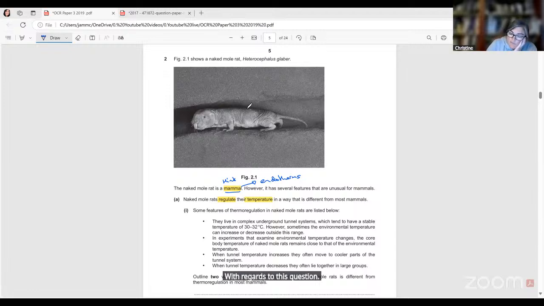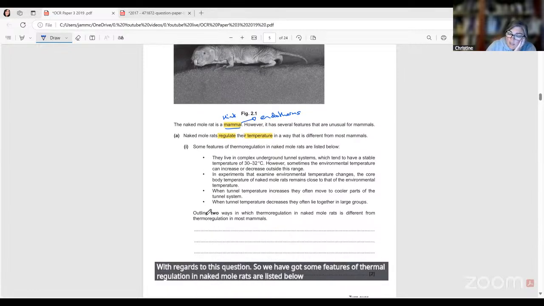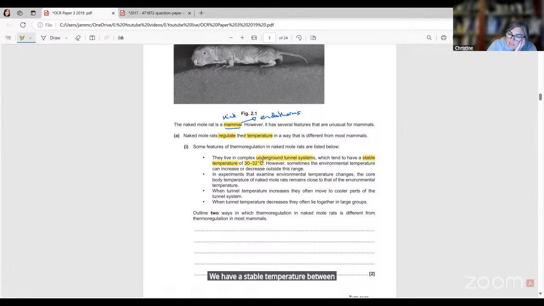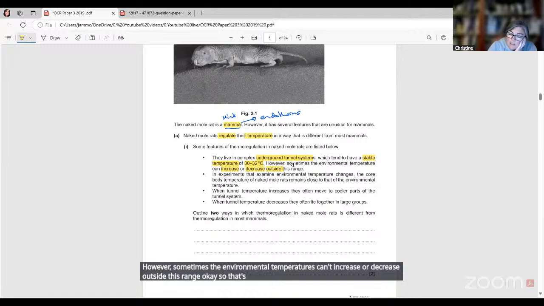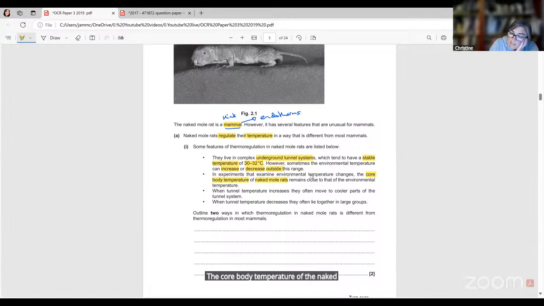So we have some features of thermoregulation in naked mole rats listed below. They live in complex underground tunnels, which tend to have a stable temperature. So they're in underground tunnel systems, with a stable temperature between 30 and 32 degrees C. However, sometimes the environmental temperatures can increase or decrease outside this range, okay? So that's important for us to note. In experiments that examine environmental temperature changes, the core body temperature of the naked mole rat remains close to that of the environmental temperature.